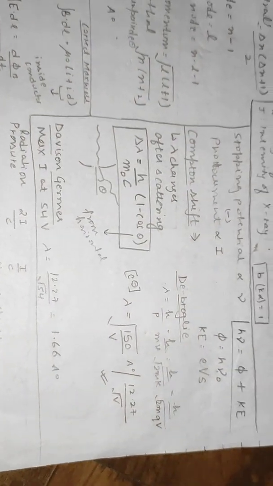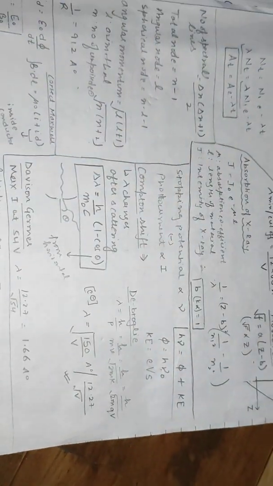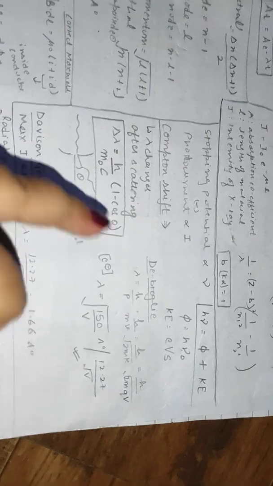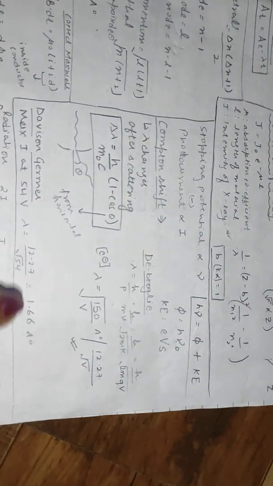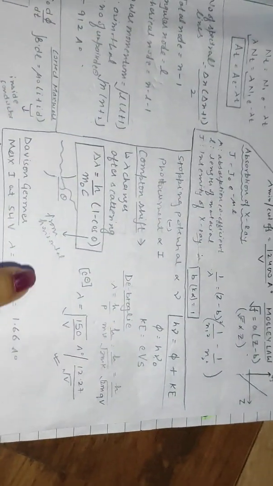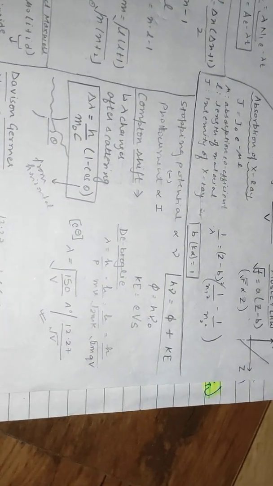It would be mentioned in the question if at all they ask numericals about the Compton shift. Now there was this famous experiment of Davisson-Germer. Basically what you'll have to remember is that maximum I was found at 54 volts and the lambda was found to be 1.66 Angstrom. This is observational.